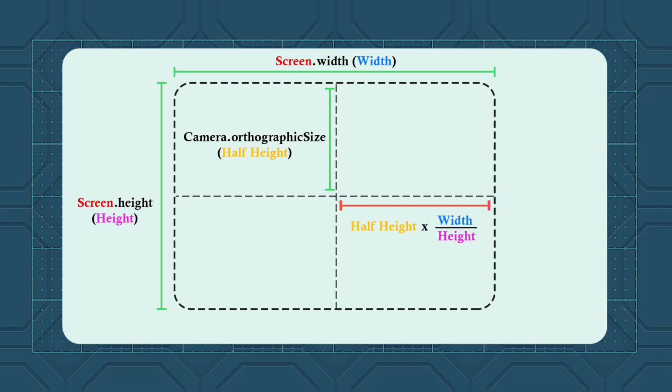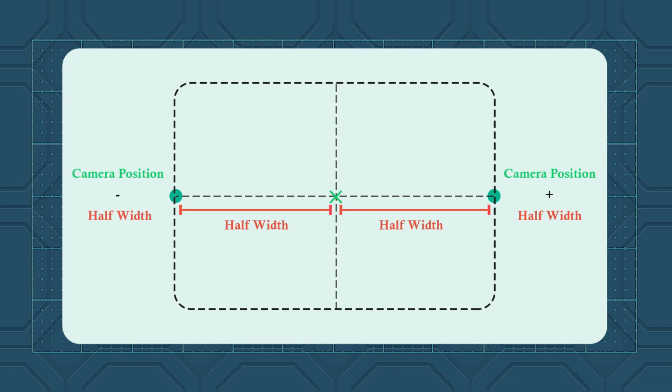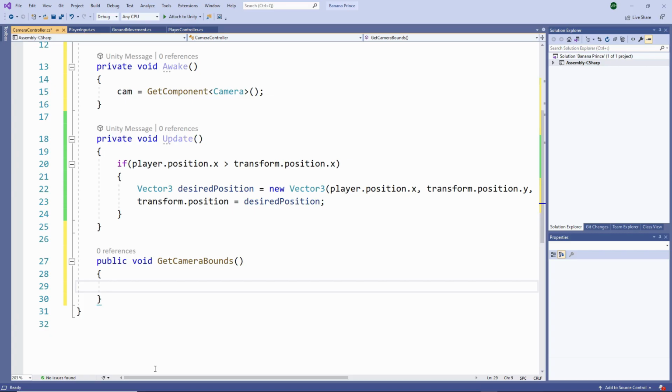So now to get the camera bounds, we will use the camera orthographic size, also known as the half height, which is the visible area from the center of the screen to the top in Unity units. To get the horizontal distance from the center of the screen to the right or left bound, we need to multiply the half height by the aspect ratio, which is basically the screen width by the screen height. So in that case, our right boundary is going to be the camera position plus the horizontal width from the center, and the left boundary is going to be the camera position minus the horizontal width from the center. So let's now assign these values to our variables inside the function.